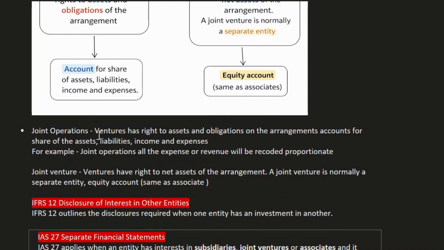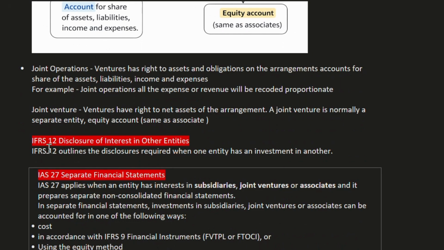Now, joint operations. Venturer has right to assets and obligation on the arrangements, account for share of the assets, liabilities, income, and expenses. Next, we have joint venture. Venturer has right to net assets of the arrangement. A joint venture is normally a separate entity. Equity account same as associate.